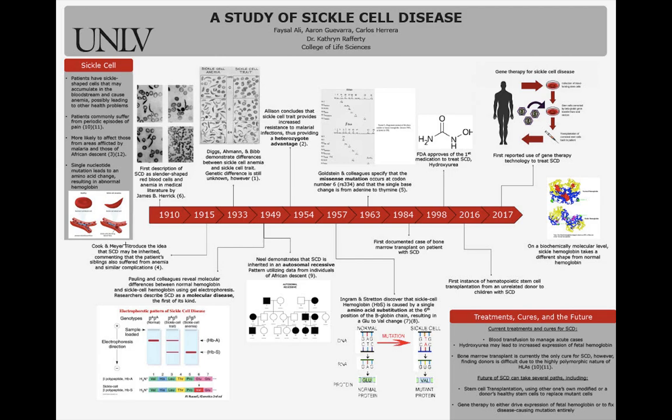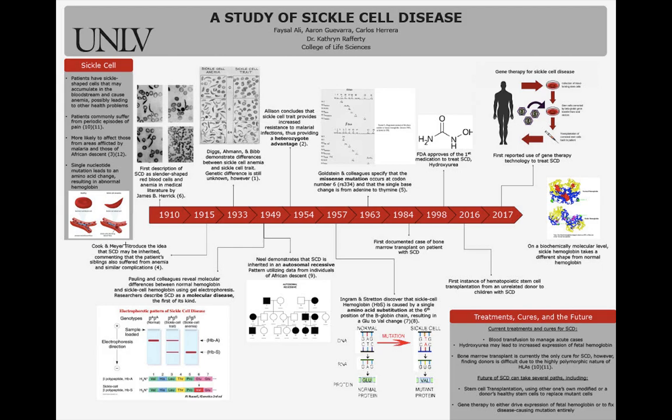The current treatments and cures for sickle cell disease are blood transfusions, which are done in order to manage the acute cases. Hydroxyurea may also lead to increased expression of fetal hemoglobin, which helps offset the impacts of sickle cell disease. Bone marrow transplants are the only known cure for sickle cell disease. However, as I mentioned, finding donors is very difficult due to the polymorphic nature of HLAs and how difficult it is to find matching individuals.